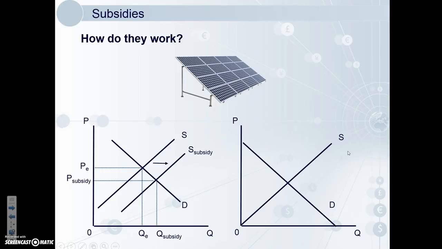If you know that a subsidy results in an increase in supply, you'll always be able to draw it and see these effects on price and quantity. Don't try to remember what the effects on price and quantity are, just draw it out and you'll see it.